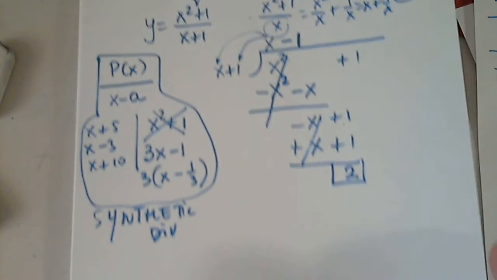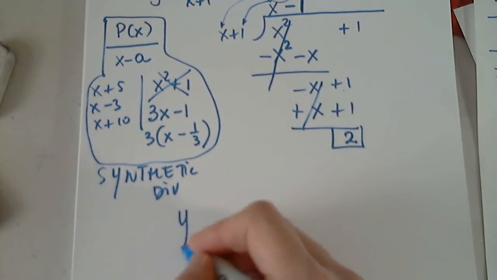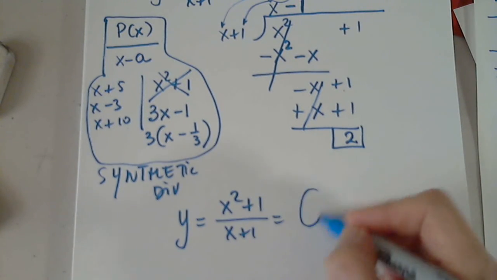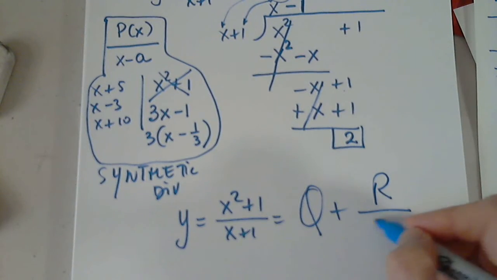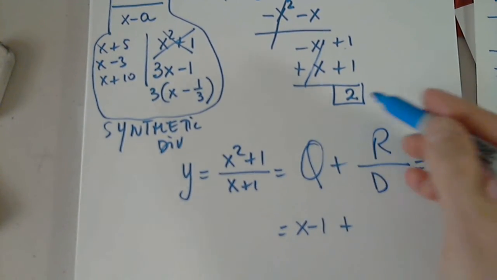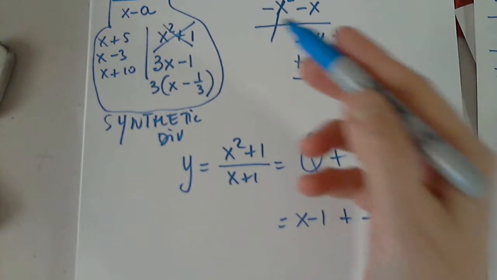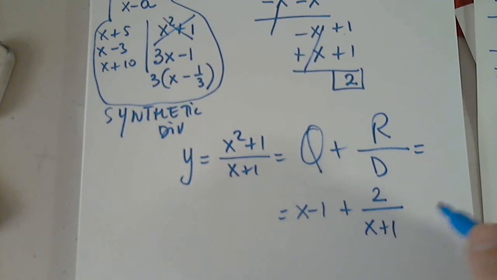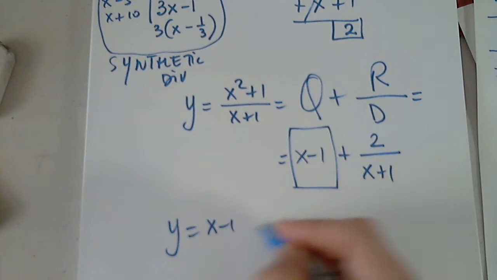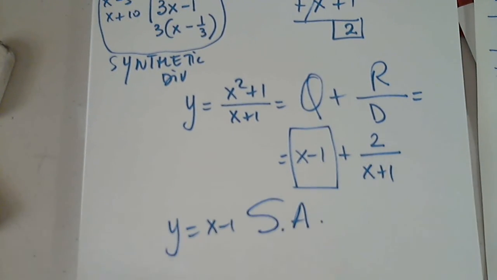So what does this mean? It means that the function can be expressed as quotient plus remainder over the divisor. What is the quotient? X minus 1 plus. What is the remainder? 2. What is the divisor? X plus 1. Only this is the slant asymptote.